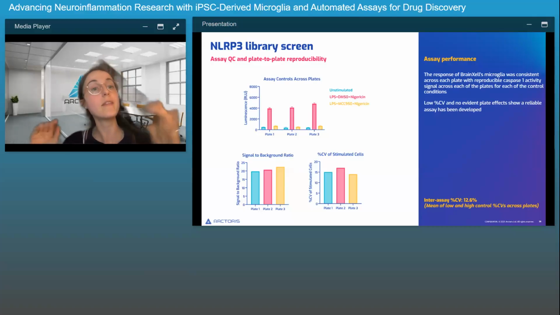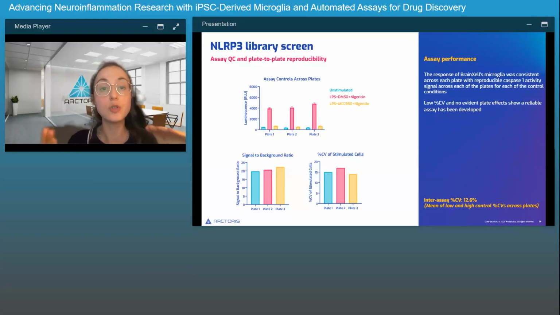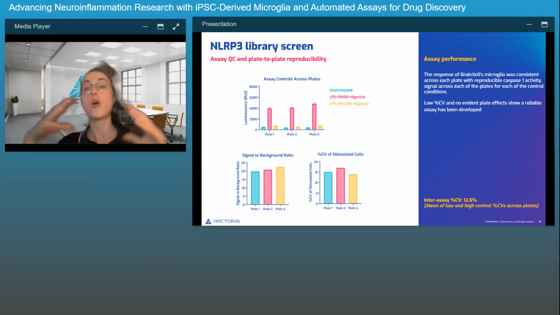So we decided, okay, the assay seems to have performed well. There is not a lot of variability across a single plate, or across the different plates. So then we went on to the data analysis. This is the most interesting part.